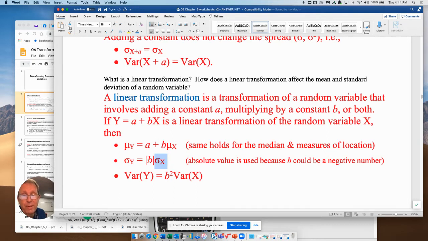Why make it an absolute value of b? Because just in case b is negative, we always have to have a positive standard deviation. And again, if we're dealing with variances, that means we just have to square everything. So the variance of y is equal to b squared times the variance of x.